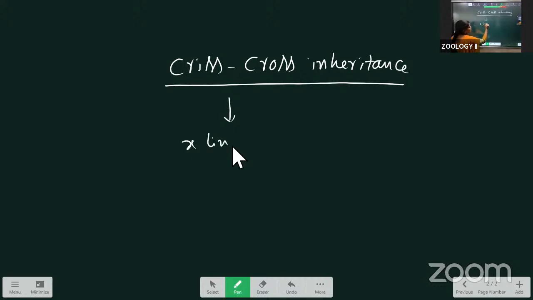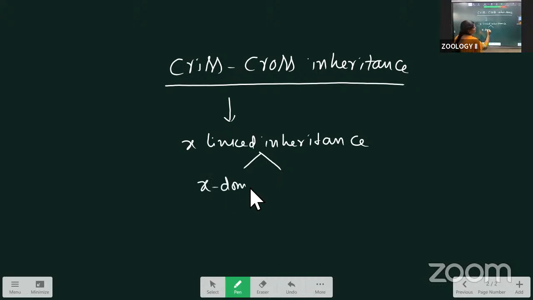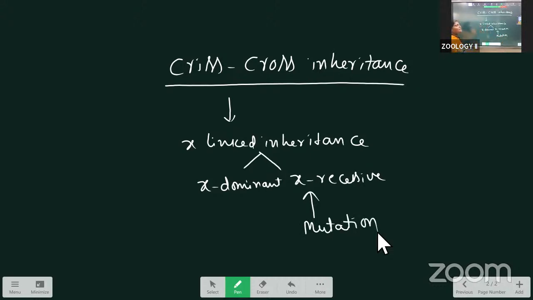X-linked inheritance. There are two types: X-dominant inheritance and X-recessive. Clear? What is the difference between them? Both of them are present on the X chromosome only, but here no change is there. The mutations occur inside the X chromosome, and that is causing the X-recessive. Means the mutations are changing the genetic structure, causing the X-recessive character. The crisscross inheritance belongs to the X-recessive character.